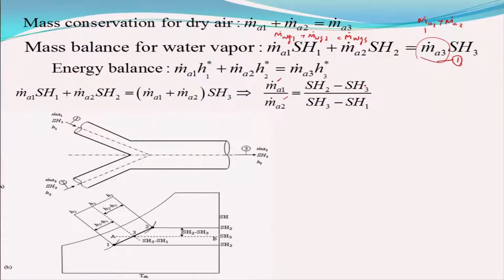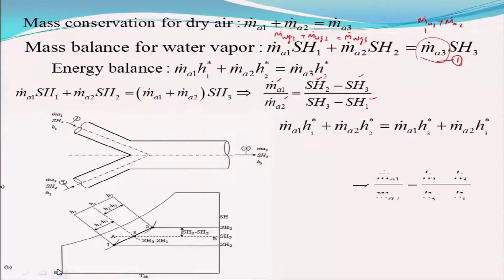Or if I know what my desired level H3 is, H1 is known, and if I know this, then I can find out what will be the mass flow rate of air. You can very happily find out what it would be. One of them of course you should know, the rest of the things you can tinker and find out. So, this is a very simple way of doing it.